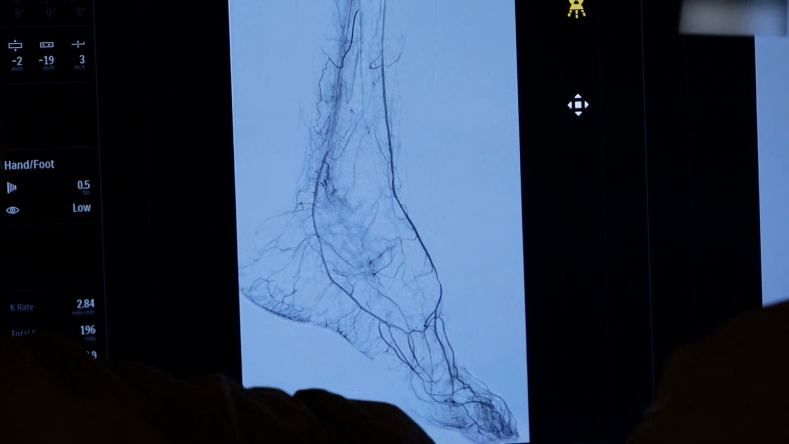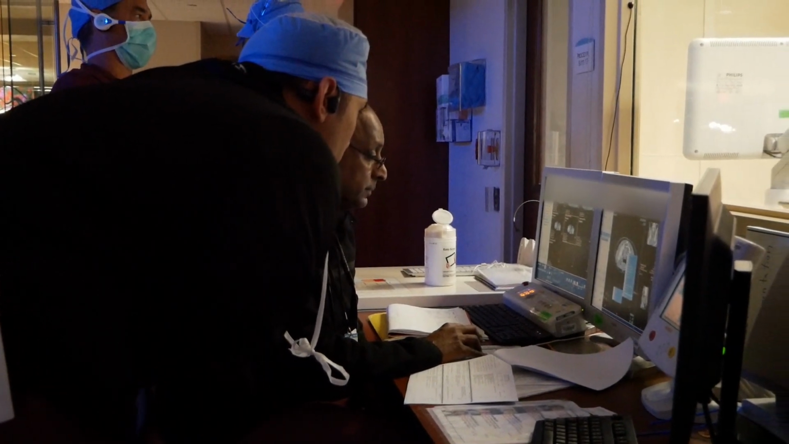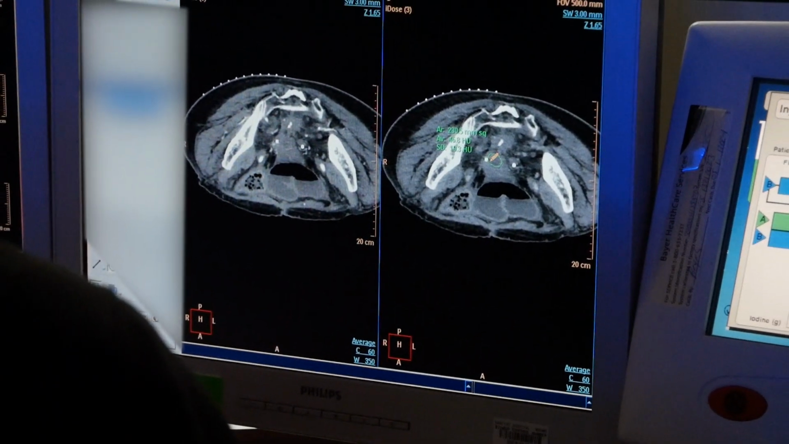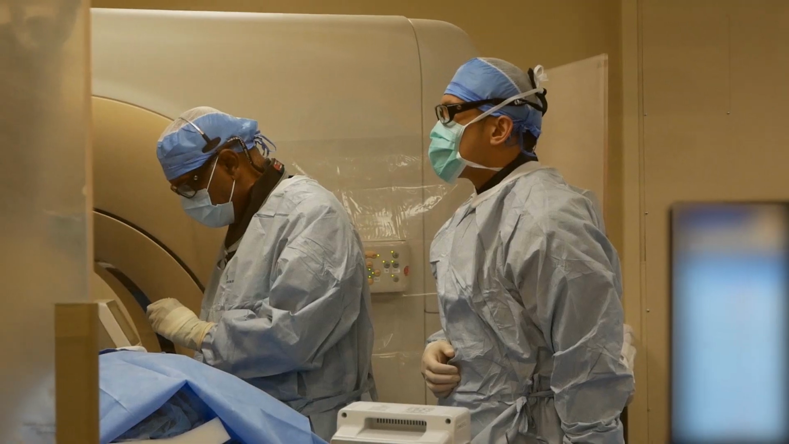So today was my CT day, and I did all of the CT guided procedures. This here was an ablation that we did. We used a new technology called pulsed electric field ablation, where we have one probe go to this metastatic deposit.